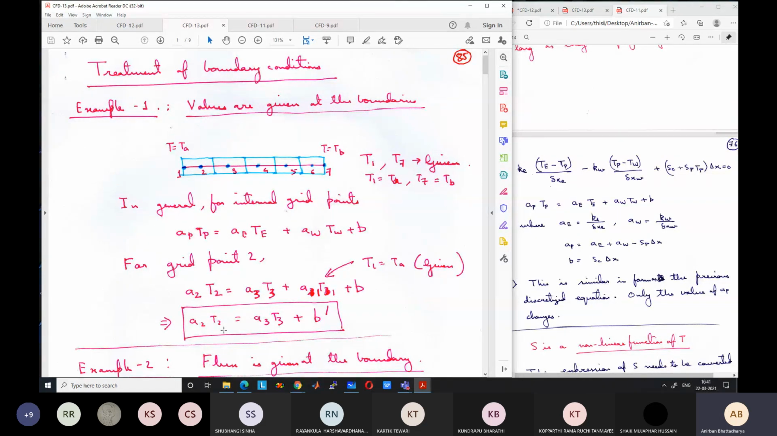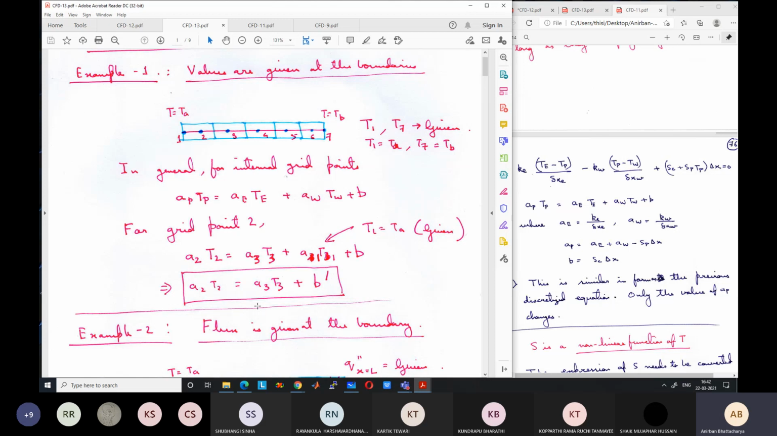This is also of the same form, where one of the coefficients is 0 and you have a source term and two unknowns. If we have n unknowns and n equations, this will be one equation, and we can solve it in the same way we have done previously. Same thing for the right hand side also.